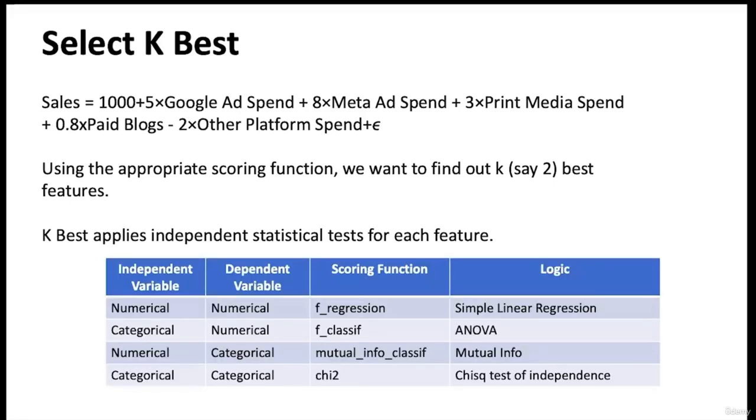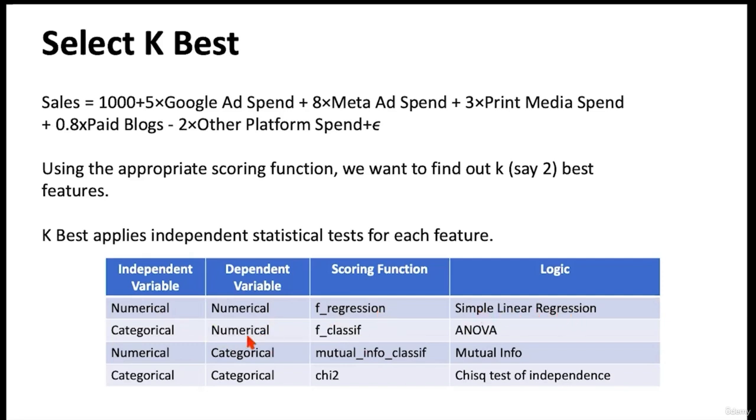So to make it easier for you as to how we decide the right scoring function, here is a quick summary table. Let's say a target column is numerical, which is like sales, and the independent variable is also numerical, which is, let's say, the spend amount, Google Ad spend, Meta Ad spend. These are dollar values. So will again be treated as numerical. In that case, the scoring function is F regression, which works on the logic of simple linear regression.